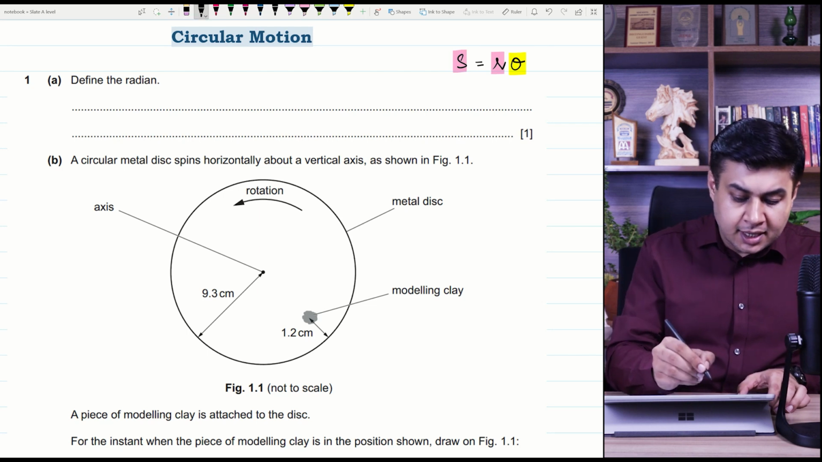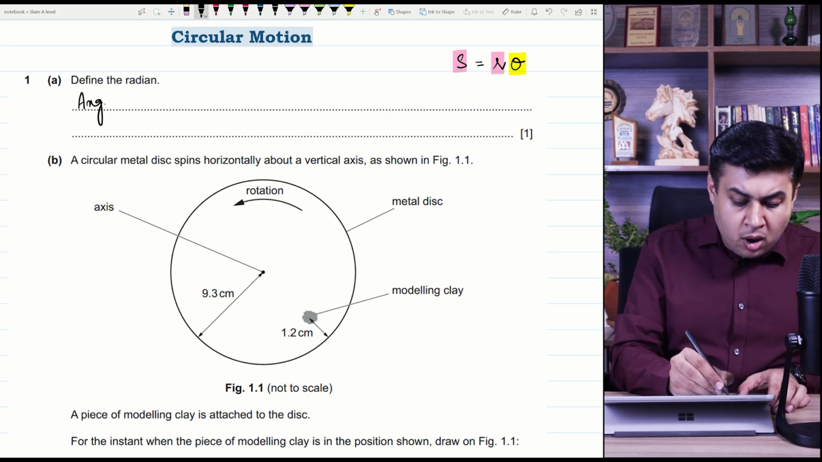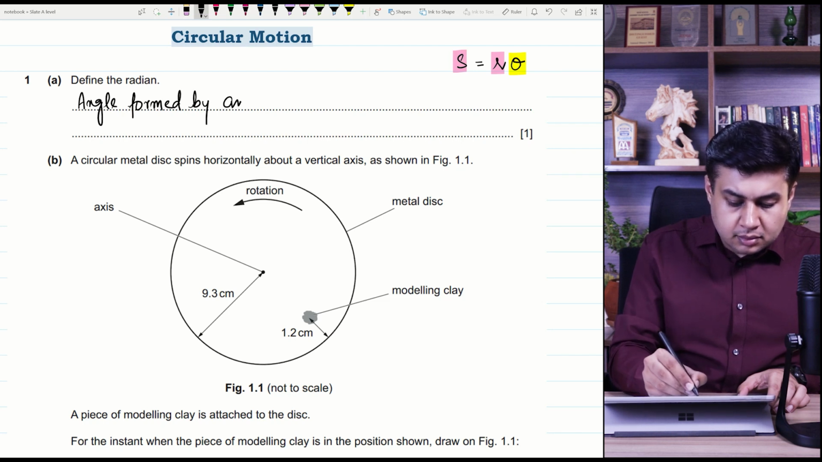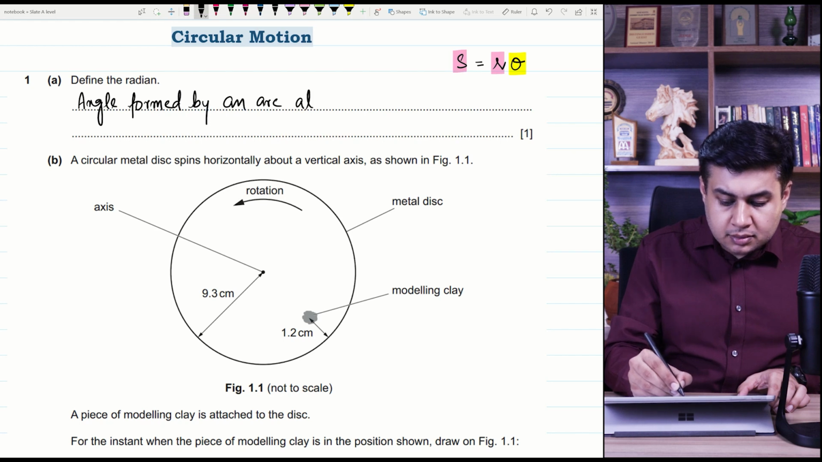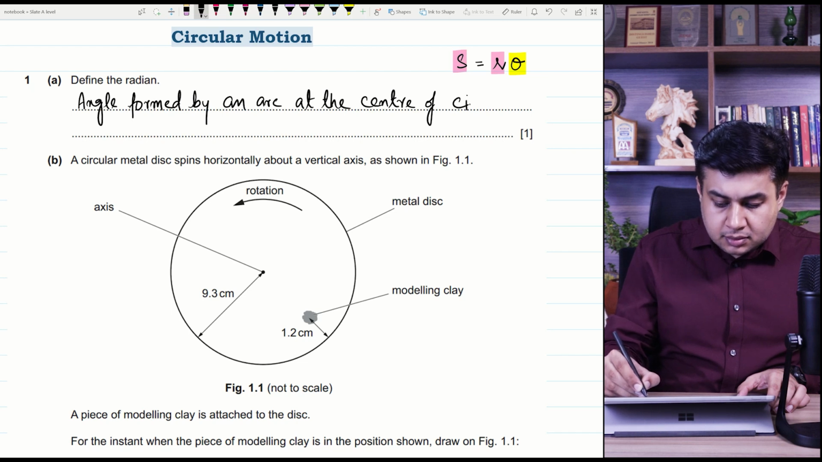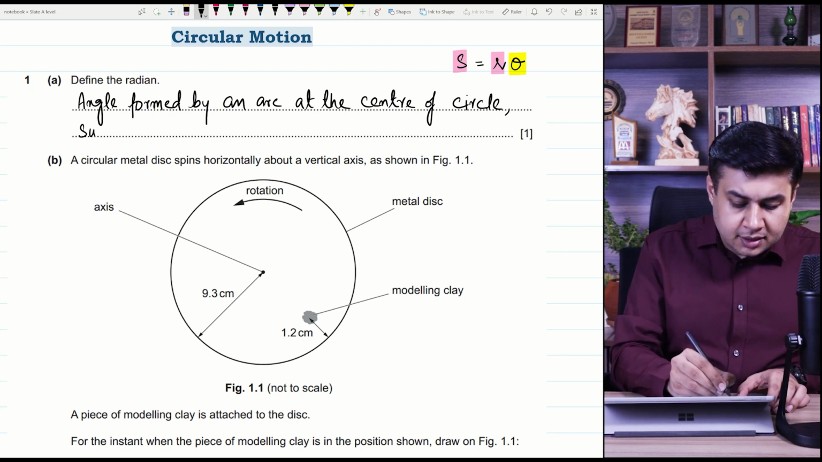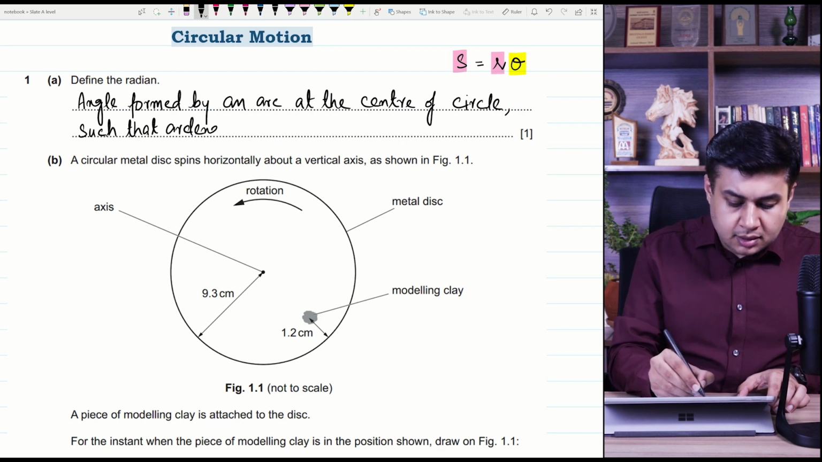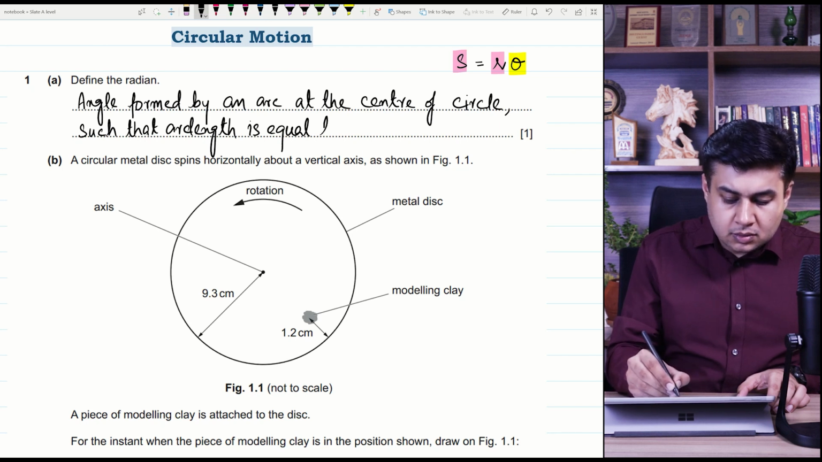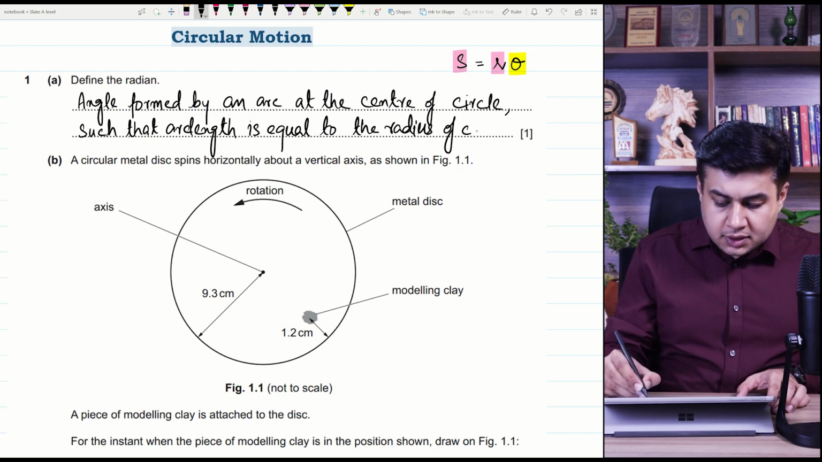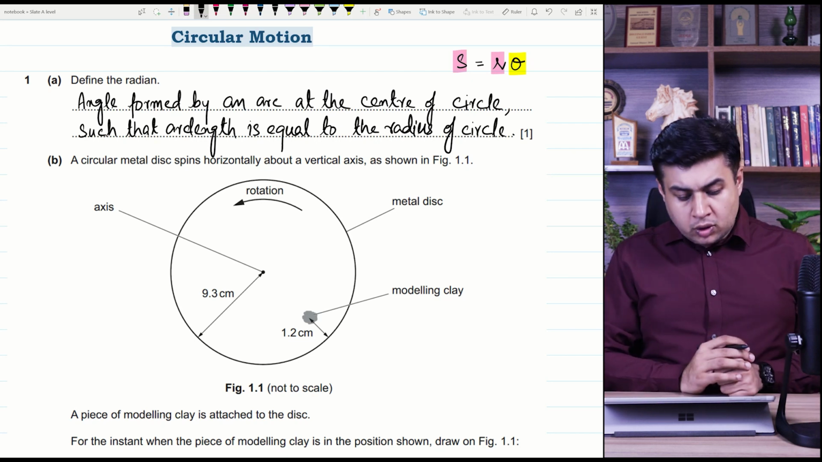So you will write: radian is an angle formed by an arc or subtended by an arc at the center of a circle such that arc length is equal to the radius of the circle. Right? Moving on to the next question.